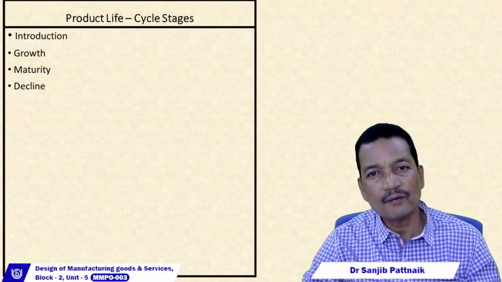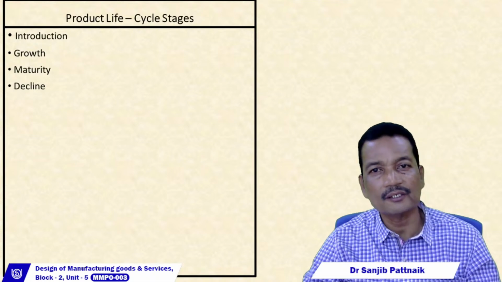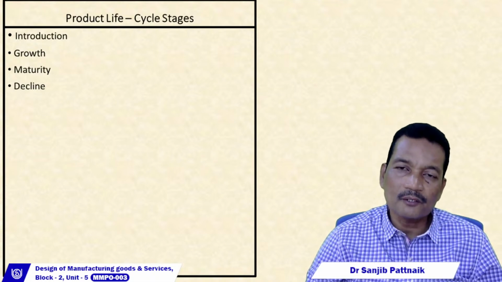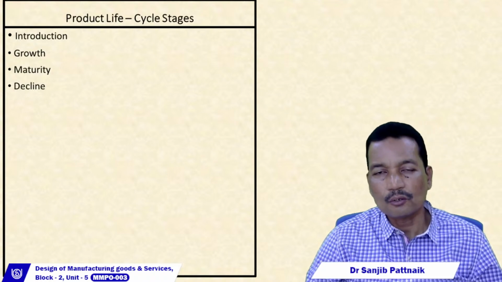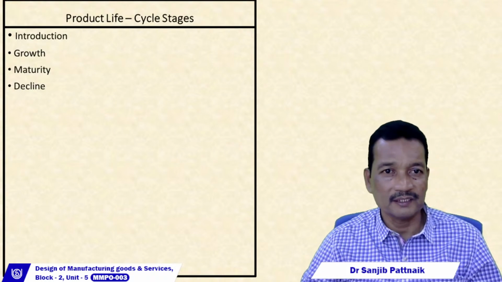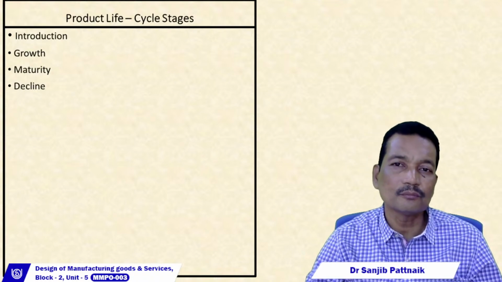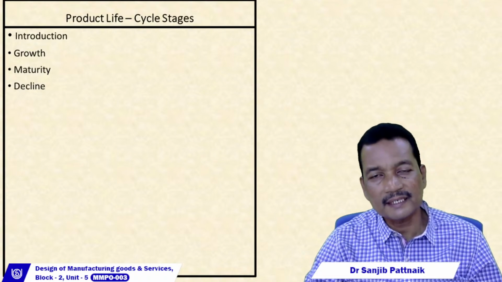So, this is the first stage, that is the introduction or introductory stage of any product, where the volume of production is very, very low, cost is very, very high, and the growth potential of sales is also very less. Then comes the second phase.